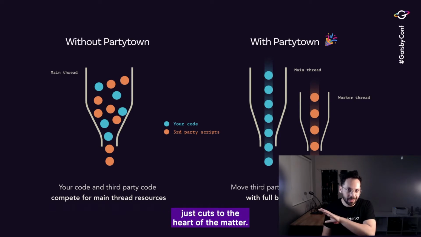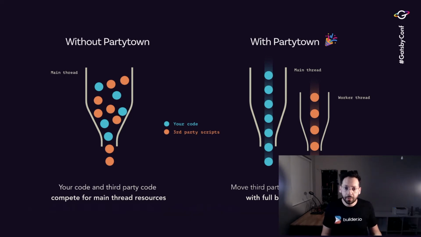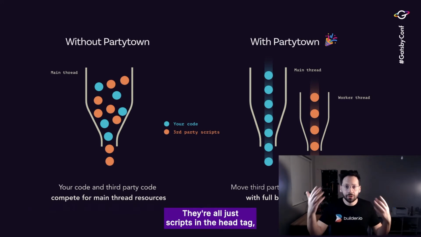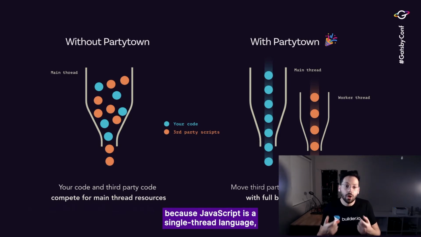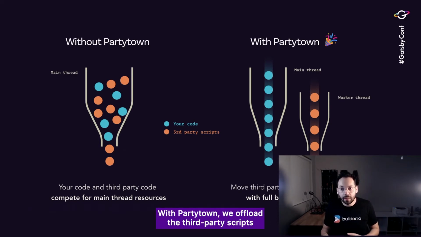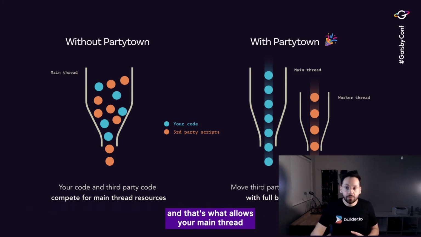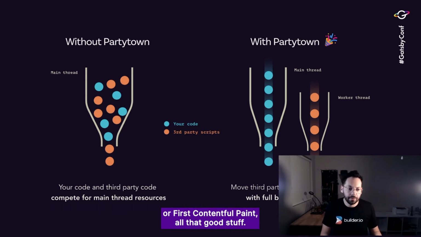I think this chart just cuts to the heart of the matter. On the left is how you normally load JavaScript. You've got your first-party script, your code, and then your third-party scripts. They're all just scripts in the head tag or in the body. The problem is, as you know, because JavaScript is a single-threaded language, all this code is fighting amongst itself for that thread. With Partytown, we offload the third-party scripts into a worker thread, so it runs in the background, and that's what allows your main thread to execute your first-party code and allows for really great metrics around time to interactive or first contentful paint, all that good stuff.